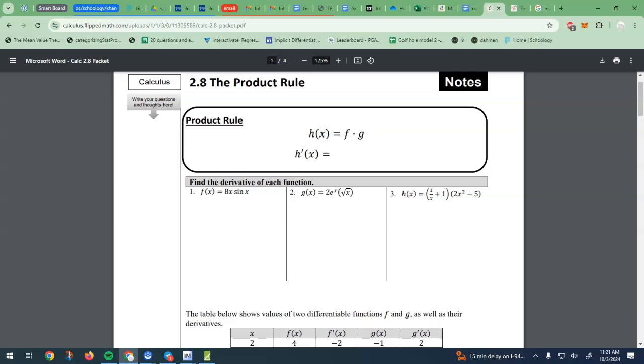So a lot of people, when they see this problem, will be like, oh, I learned product rule in class, I know it exists, but I'm going to choose to completely forget about it. Let's see if that works.